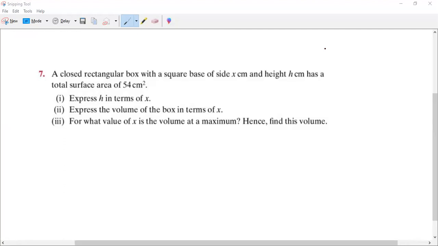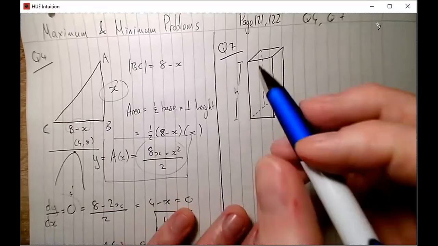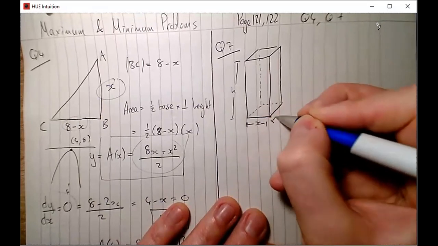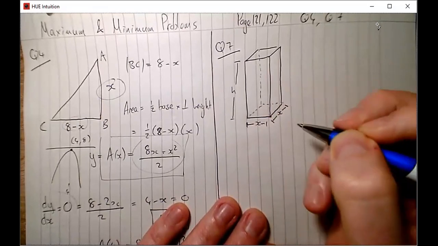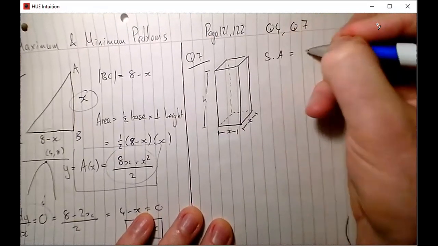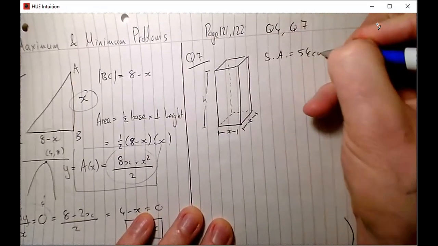So question 7 is actually an area question as well. A closed rectangular box with a square base of side x and height h has a total surface area of 54. Express h in terms of x. Okay, so here's our rectangular box, height h, square base, which means both these distances are x, and it has a surface area of 54 centimeters squared.